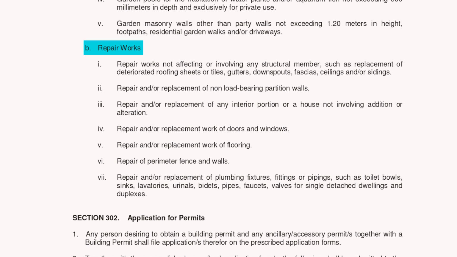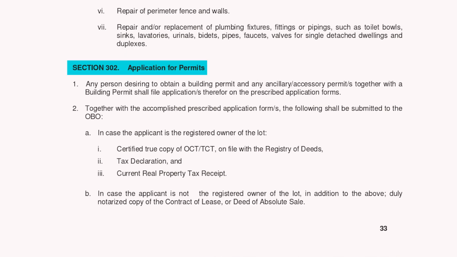Dapat mag-submit ka ng kopya ng titulo, tax declaration, and real property tax receipt. All of these are intended to establish ownership of the property. Ito yung documentary proofs mo to show na you do own the land that you are going to build this project on. Okay, what if you don't own the lot? Okay, submit the contract of lease or the deed of absolute sale.